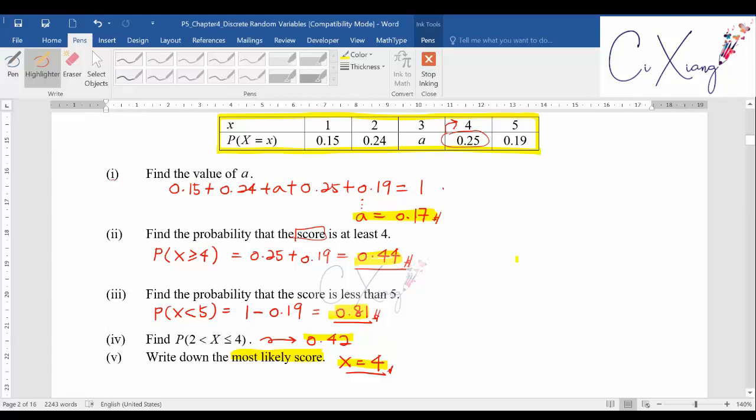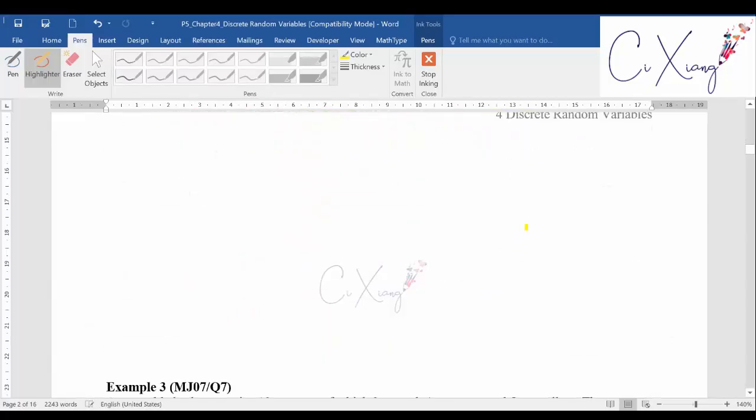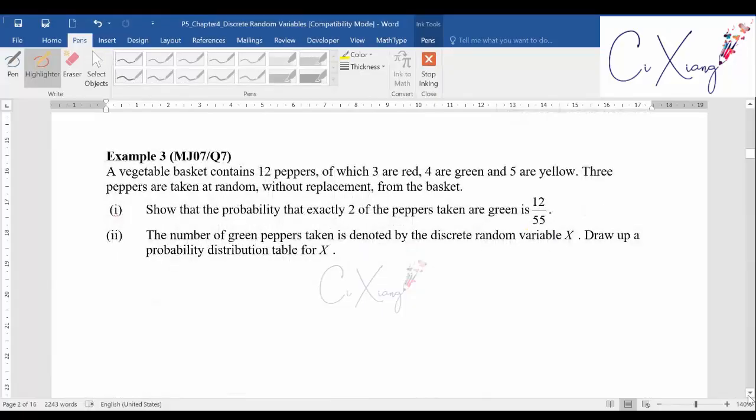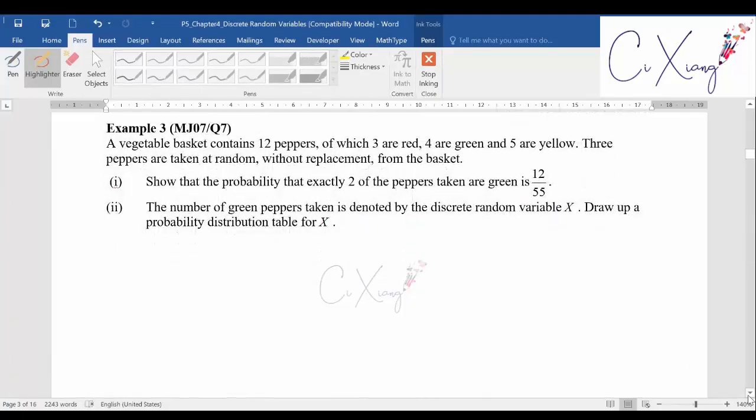Okay, so no problem. Then maybe we can proceed to the next example, which is a bit more challenging or maybe harder. Okay, so you can have a look at example 3. You can read the question first before we start to discuss it.